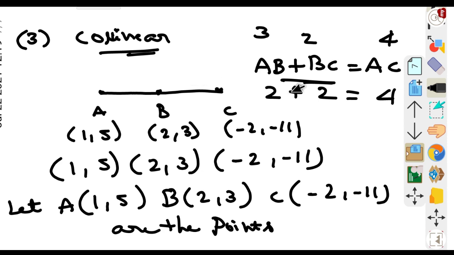If the answer is different, then we can say that the 3 points are not collinear points. Okay children, so now this is the condition. Now I'll take this condition and solve, taking them one by one. First I'll take A, B and solve it. I'll write in the next sheet.